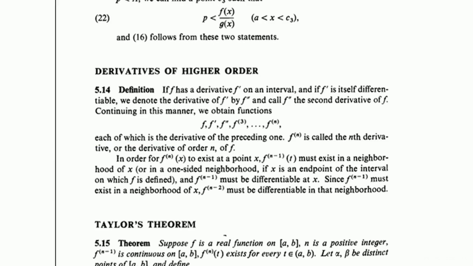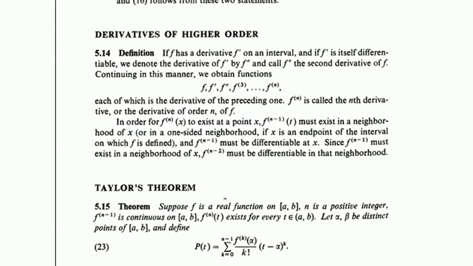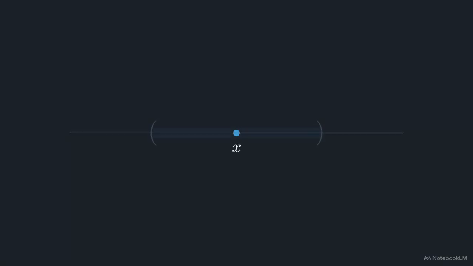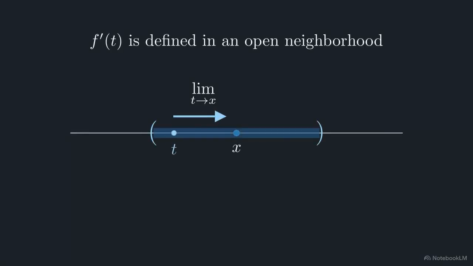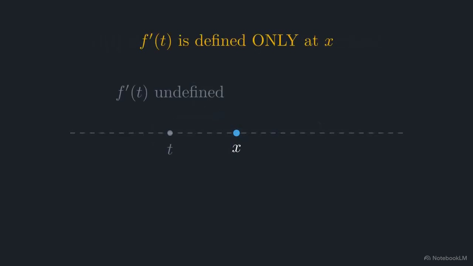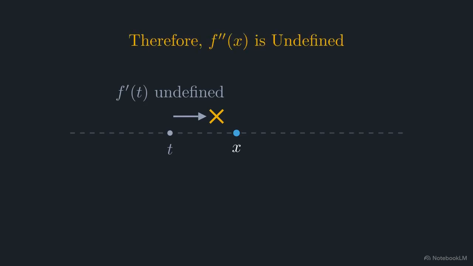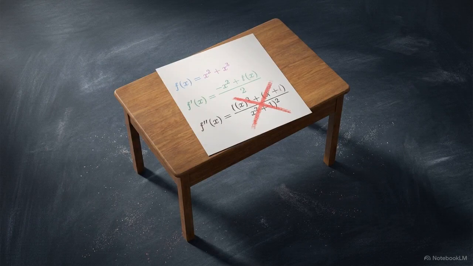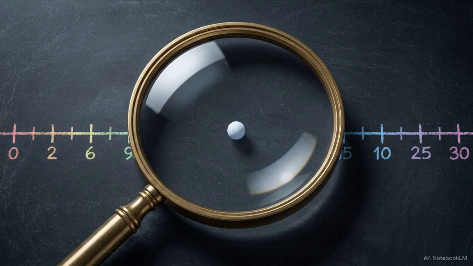But Rudin introduces a crucial topological constraint here. For f to the n to exist at a specific point x, the preceding function f to the n-1 must exist not just at x, but in an open neighborhood around x. Pointwise existence is insufficient. Taking the limit of a difference quotient requires approaching the point from adjacent, mathematically defined values. If the previous derivative only exists at one isolated point, you cannot approach it, and the next derivative is undefined. This is a common trap for exam candidates. You might be able to algebraically derive a function twice, but that does not guarantee the second derivative actually exists everywhere. The neighborhood rule must hold.